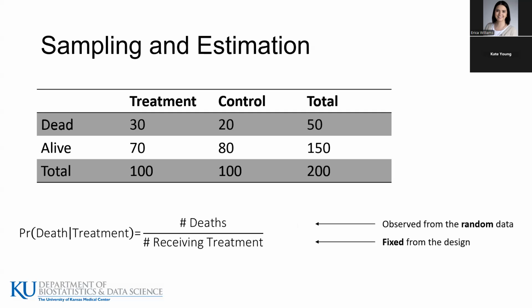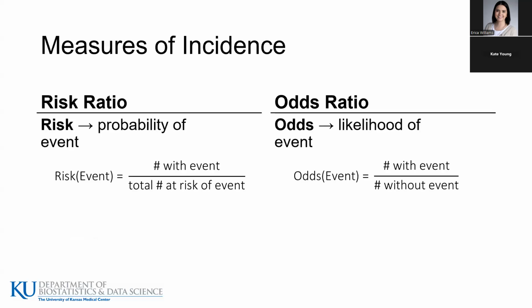Okay, so here, because the number of patients receiving the treatment is fixed from the design, we can estimate this risk. So this is different from the odds ratio. The risk is the probability of an event occurring given the total number at risk of that event. The odds is the likelihood of an event, or the ratio of proportions.